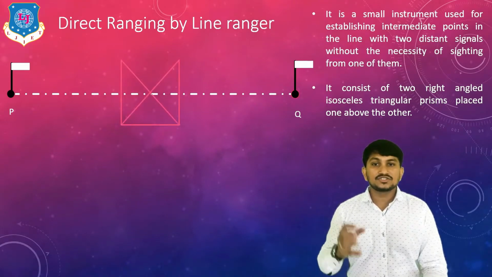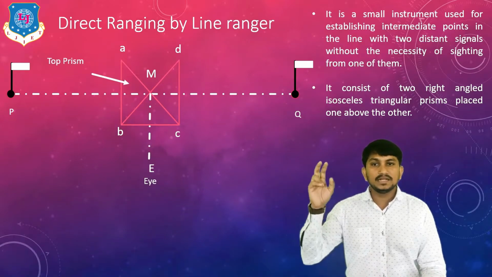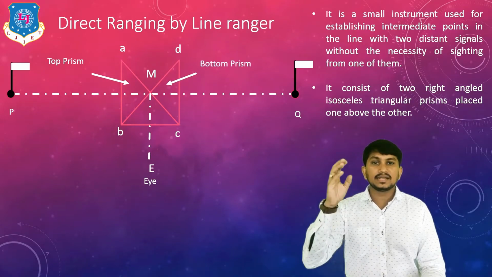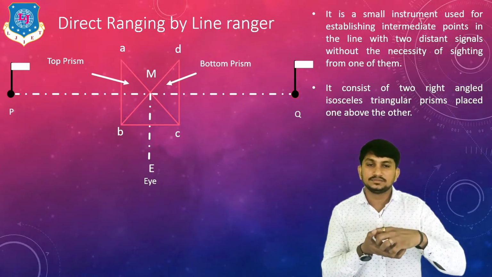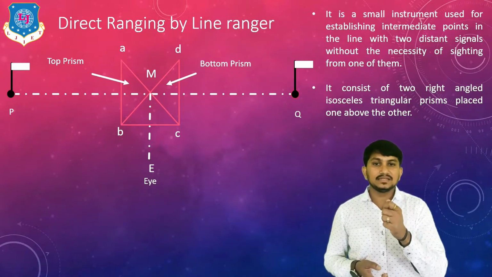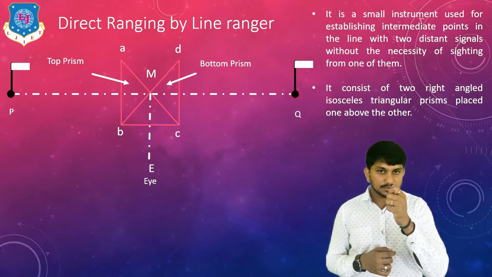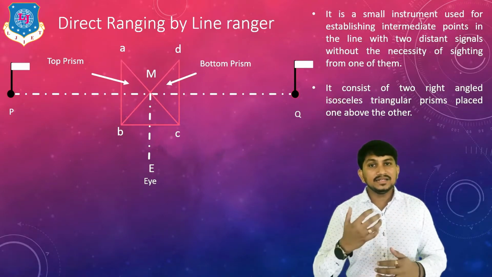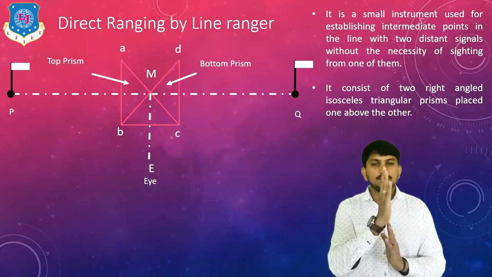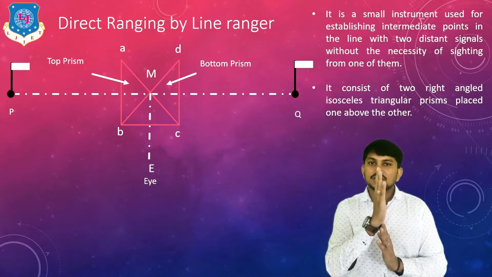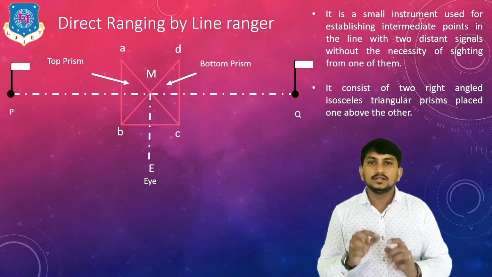If we go to the structure of this line ranger, there are two prisms. One is the top prism and the second is the bottom prism. Both prisms are placed one above the other at right angle. We have to stand like this on the survey line and look at the top prism as well as the bottom prism. We can clearly see the two end stations P and Q and their ranging rods. The images of the ranging rods of end stations P and Q are one above the other. Then it is called perfect ranging.